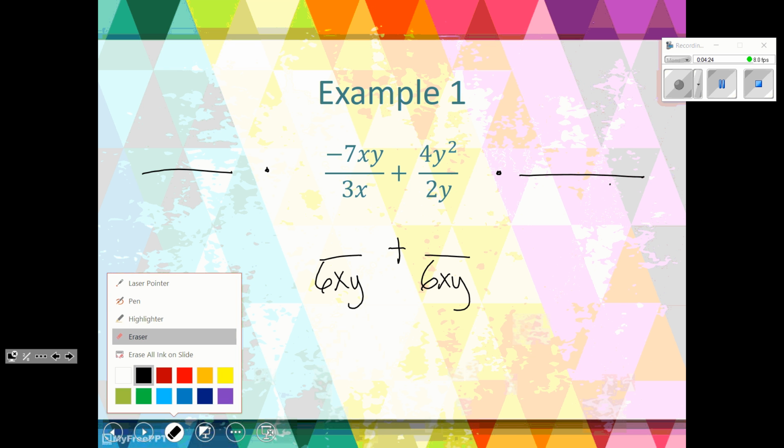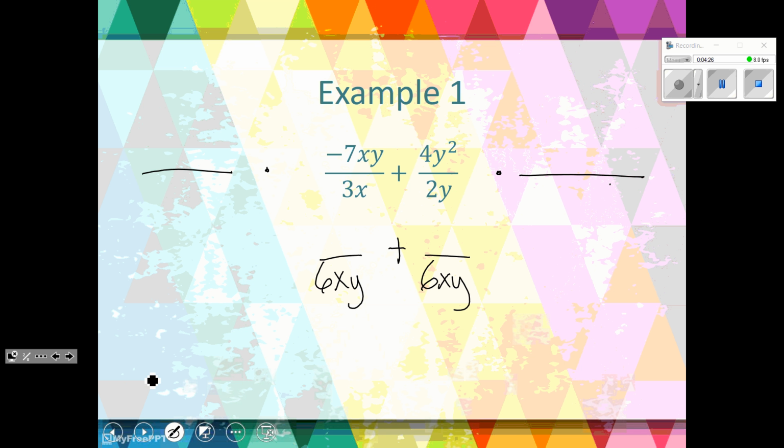Okay, let's keep rolling. Everybody understand how I got 6xy? 2 and 3 both go into 6, and you have to have an x, and you have to have the y. You have to have at least one of everything you see. Now, I can't just magically change that denominator to that denominator. Something has to happen. I have to multiply 3x by something in order to change it.